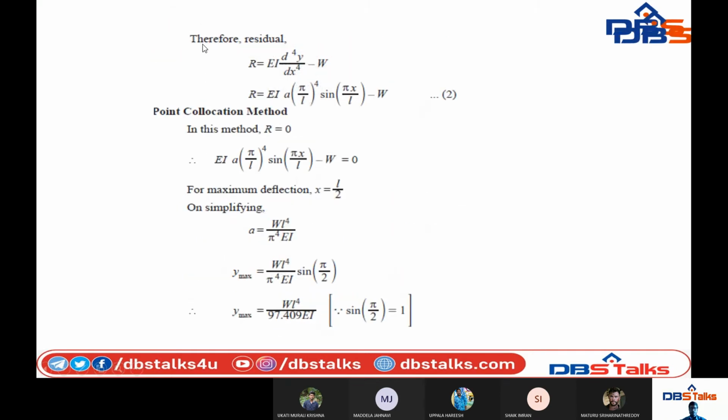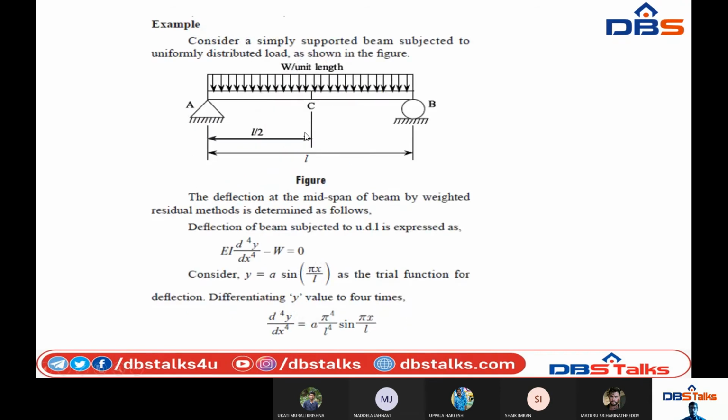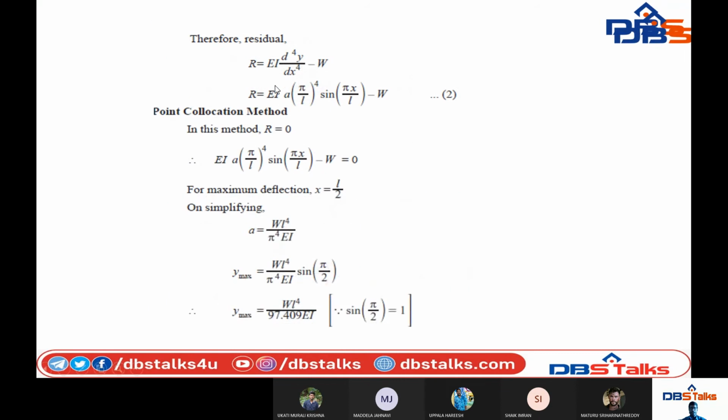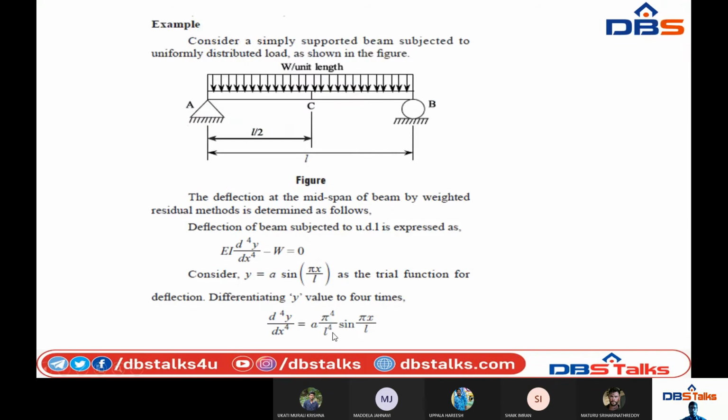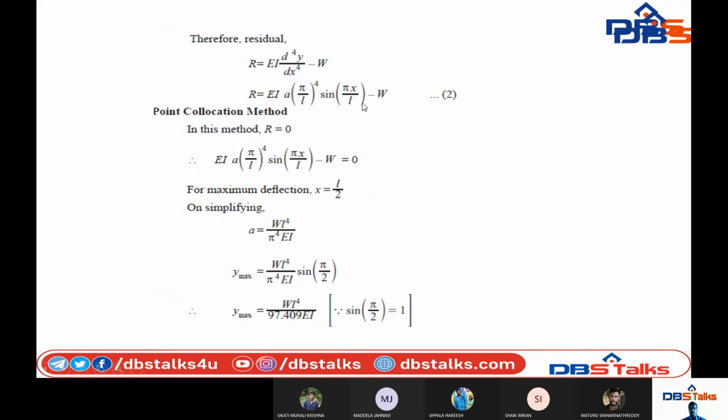After that, the residual will be EI d power 4 y by dx power 4 minus w, by the equation of deflection of the beam subjected to UDL. Therefore, R equals EI d power 4 y by dx power 4, whose value will be a pi by L power 4 sin pi x by L, minus w, the weighting function.